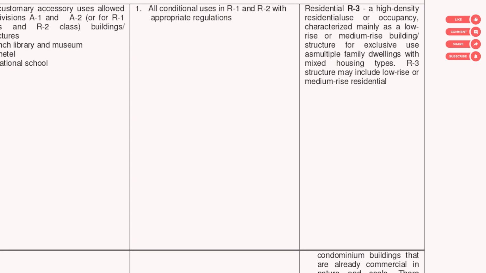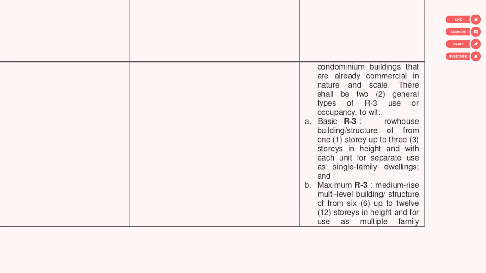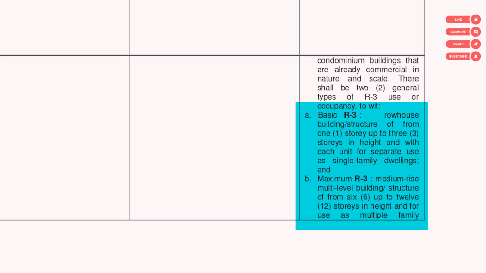High density. Just like R2, meron basic R3 and maximum R3. The basic R3, we allow row houses. Okay, which is parang a more dense version of duplex. In duplex, dalawang bahay magkadikit, diba? Row house, 3 houses or more dikit-dikit. So yun yung row houses. We allow this in basic R3, but not in R2, not in R1. Okay? Ano naman yung maximum R3? Almost the same as maximum R2, the only difference is taller. They told me the maximum are 200 units.